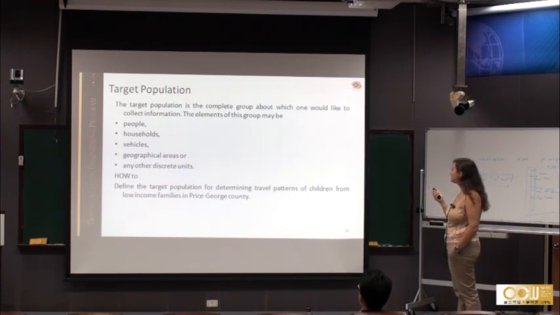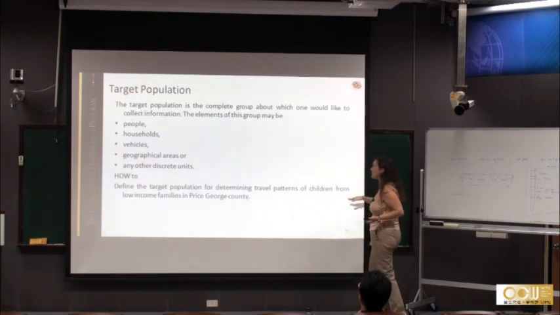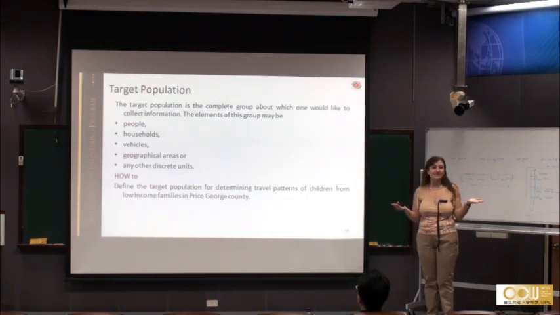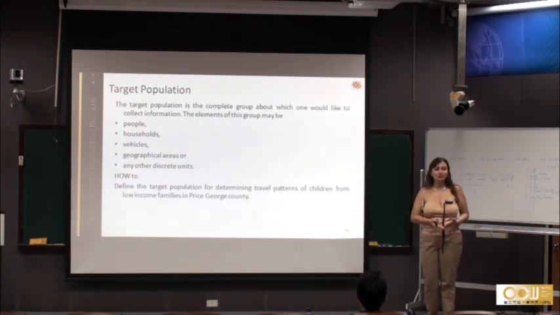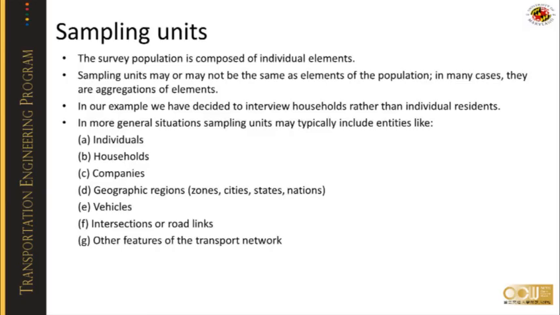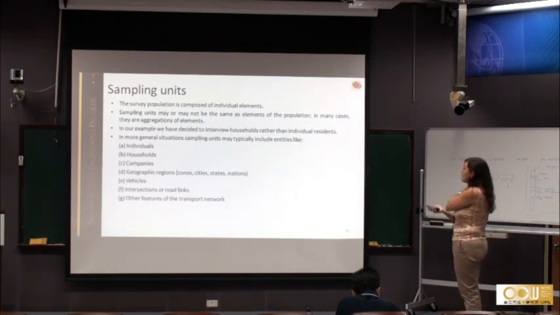This is an example for my students. In a study, you say, well, I'm interested in travel patterns of children from low-income families in Prince George County. So I've delimited my population. Or in the National Household Travel Survey, it is the entire population of the United States. Or here it can be the entire population of Taiwan, or the entire population of Taipei, or public transportation users of MIT in Taipei, right? So you need to define the population of interest. And the survey population is composed of individual elements. Which are these individual elements? This can be individuals, households, companies, geographic regions, for example, cities, states, nation, or vehicles, intersections or road links, and other features of the transport network.